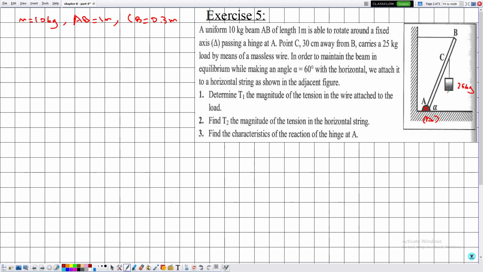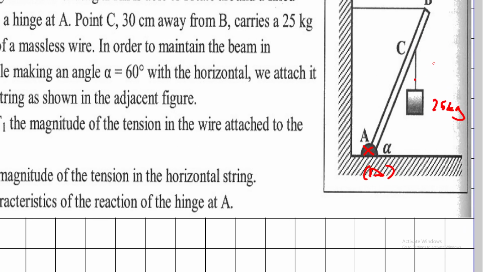In order to maintain the beam in equilibrium while making an angle alpha equal to 60 degrees with the horizontal, we attach it to a horizontal string as shown in the adjacent figure. Number 1. Determine the tension T1, the magnitude of the tension in the wire attached to the load. So they are asking me about the tension here.